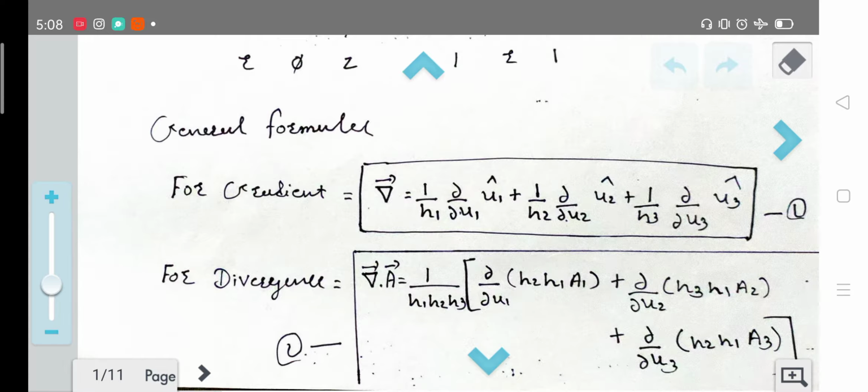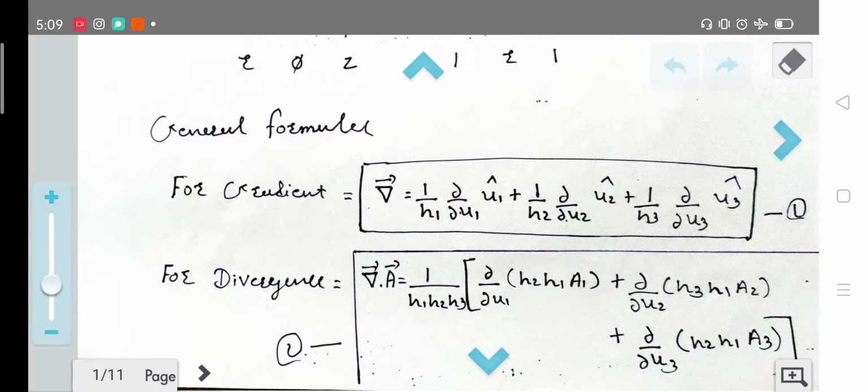Now let's talk about the divergence. Here we have taken the divergence of a vector A. The formula of divergence of vector A will be 1 upon h1 h2 h3, into the bracket, del by del u1 h2 h3 a1. Sorry, I have mentioned h1 here, but h3 will be here. So you have to mention h3 here.